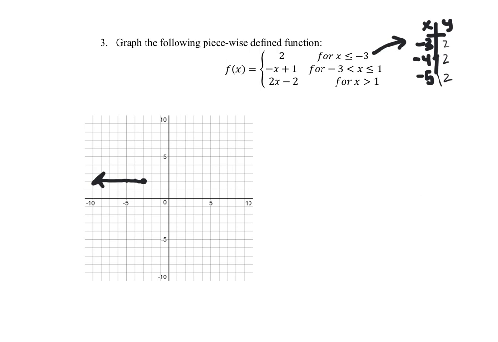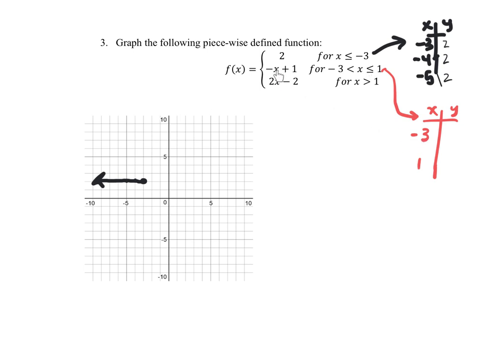Now for the middle piece, it says we're going to choose values between negative 3 and positive 1. Now, x is strictly greater than negative 3, not greater than or equal to, but I am going to put a point at negative 3. It's just got to be an open circle. And then up to positive 1. And that can be a closed circle because it's equal to when x equals positive 1.